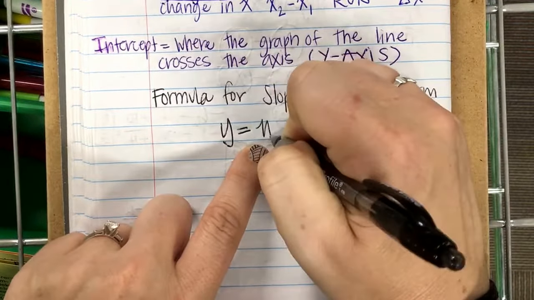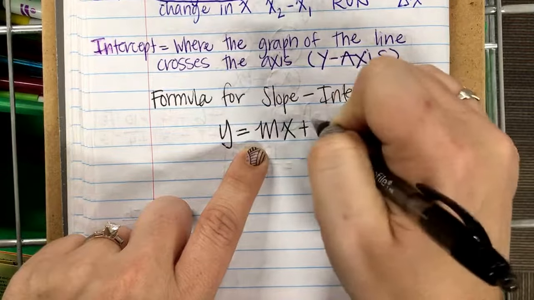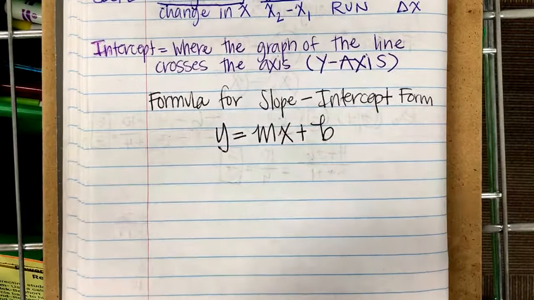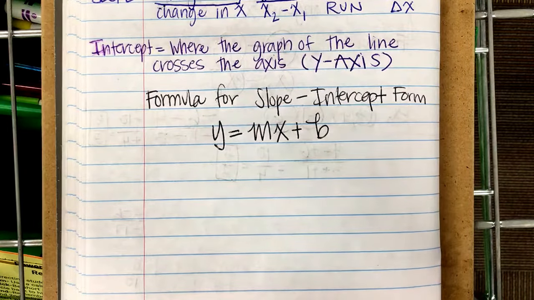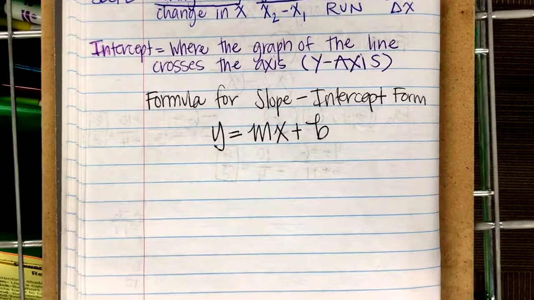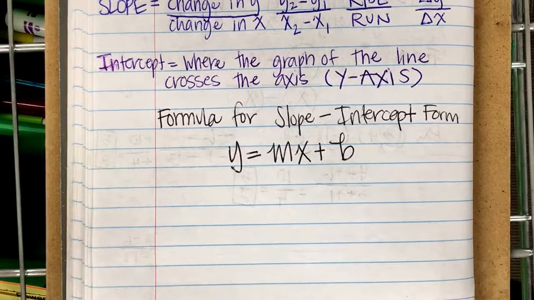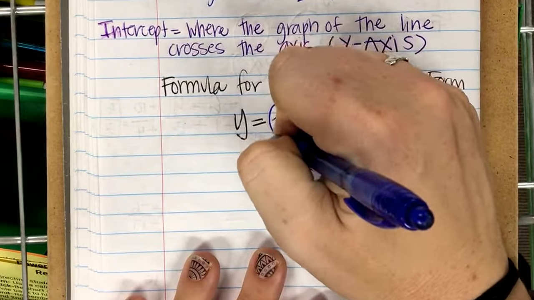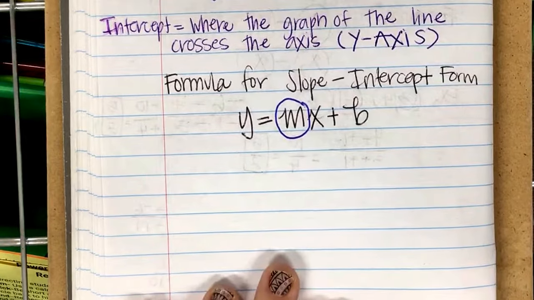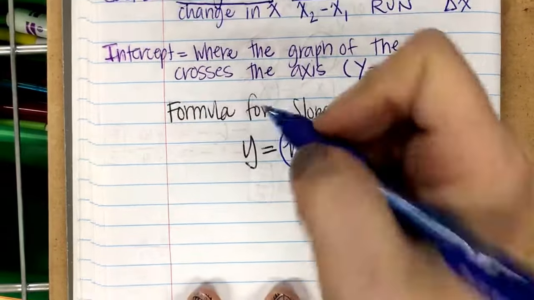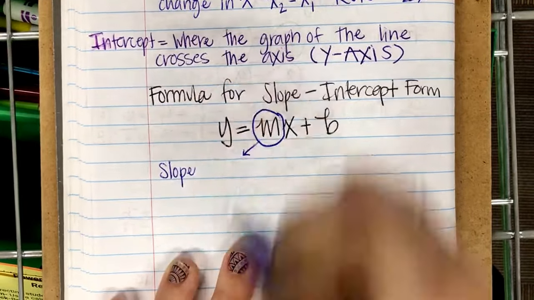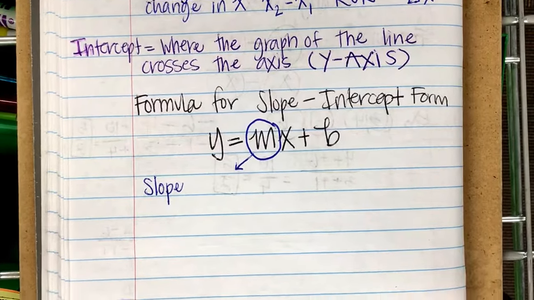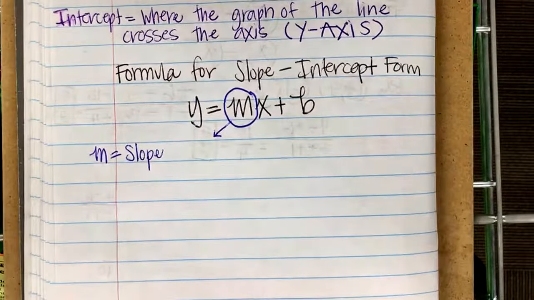Y equals mx plus b. I'm going to color code because it makes life a little bit easier. M, the variable m, is the slope. I guess I'll put m equals slope.